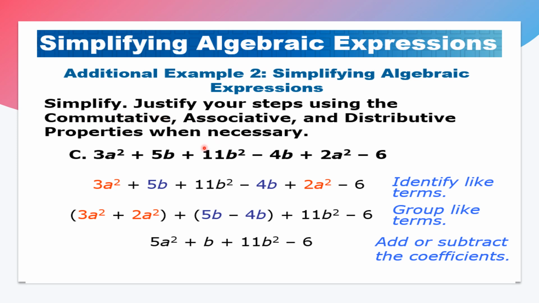Justify your steps using again the commutative, associative, and distributive properties. So let's identify like terms. We have 3a squared and 2a squared, and also 5b and minus 4b. Then 11b squared minus 6, there's nothing to combine. So 3a squared plus 2a squared is 5a squared. 5b minus 4b is b, and then just copy 11b squared minus 6. Okay, so these are the answers. So add or subtract the coefficients. Right?